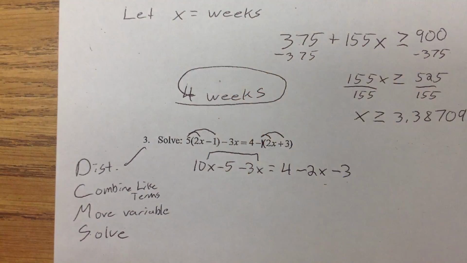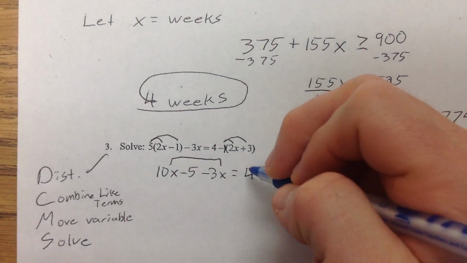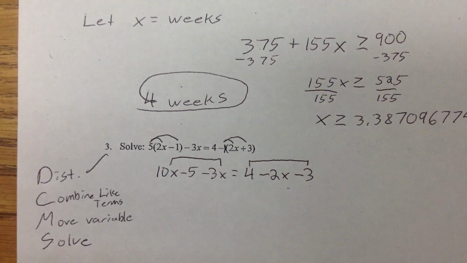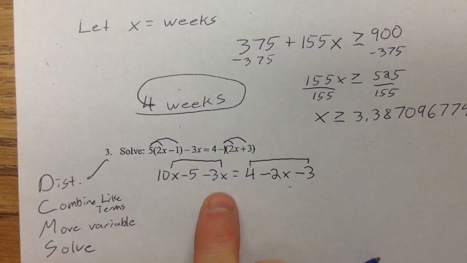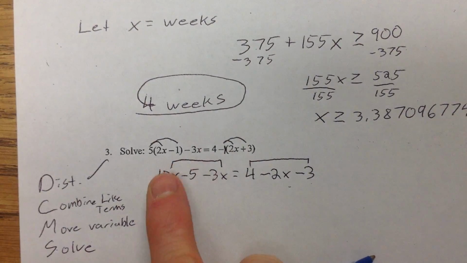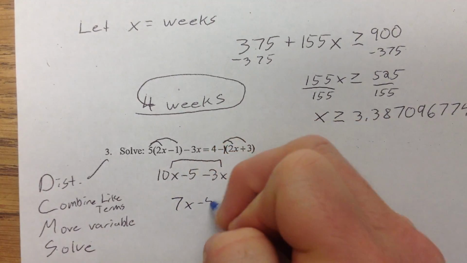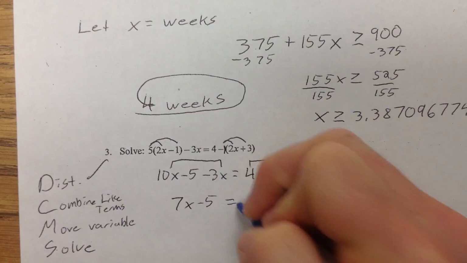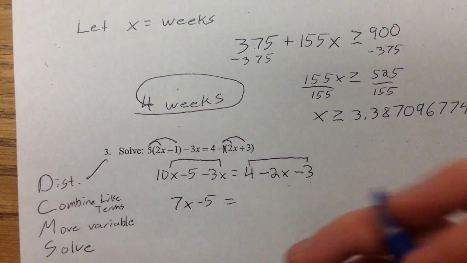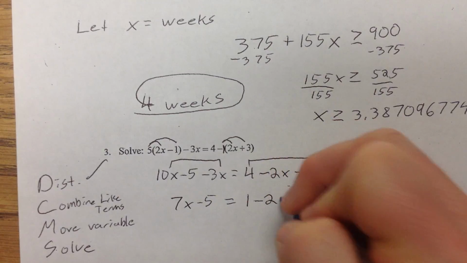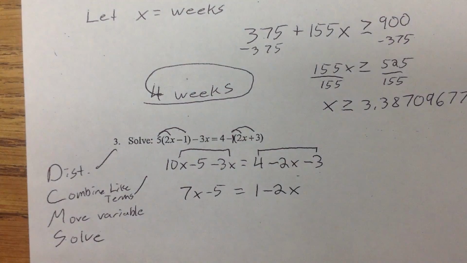Okay. Now distribution is done, so we're moving on to combine like terms. On this side, we can combine the 10x and the minus 3x because they both have x's. On this side, we can combine the 4 and the minus 3 because they both do not have x's. Remember they're on the same side, so we don't do opposites, we just combine them. This is going to be 7x minus 5. Same thing over here, we're just combining, so 4 minus 3 leaves us with 1 minus 2x. All right, so there's our combined like terms.